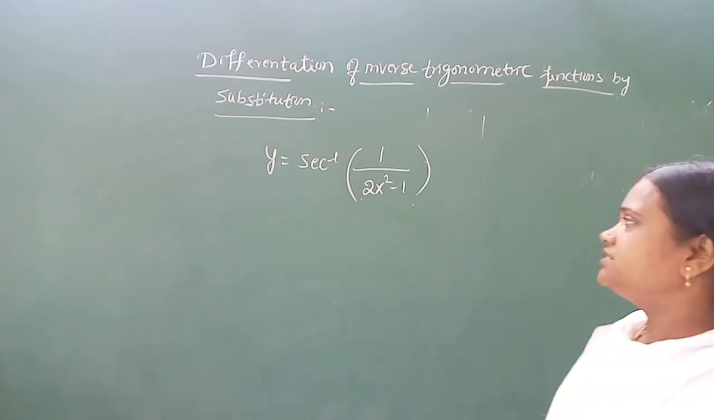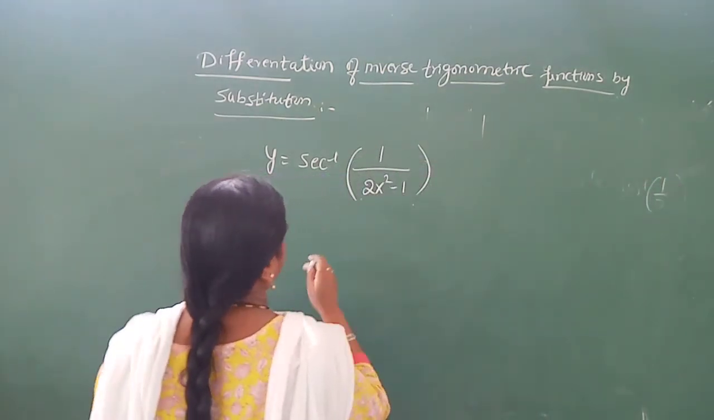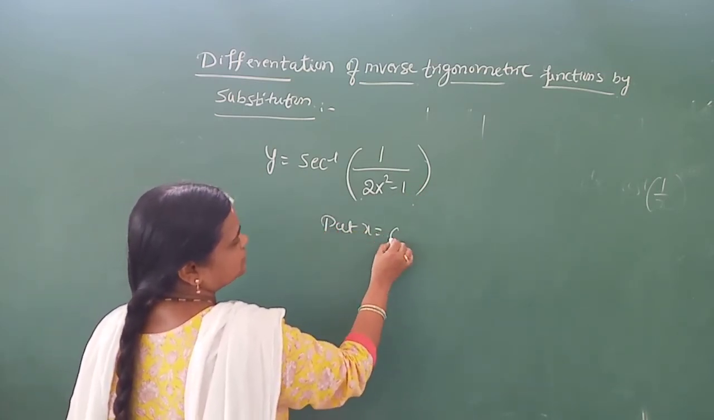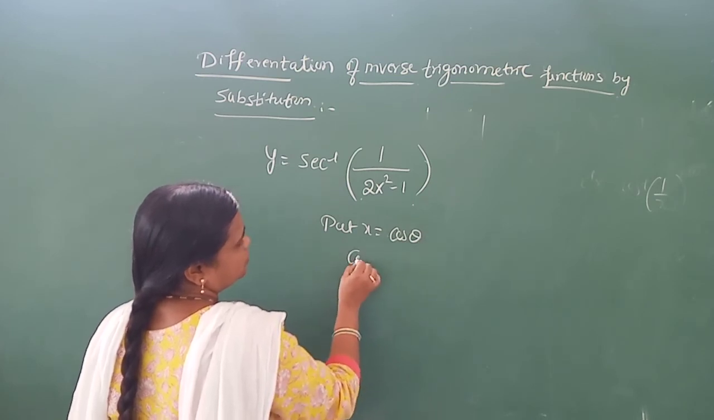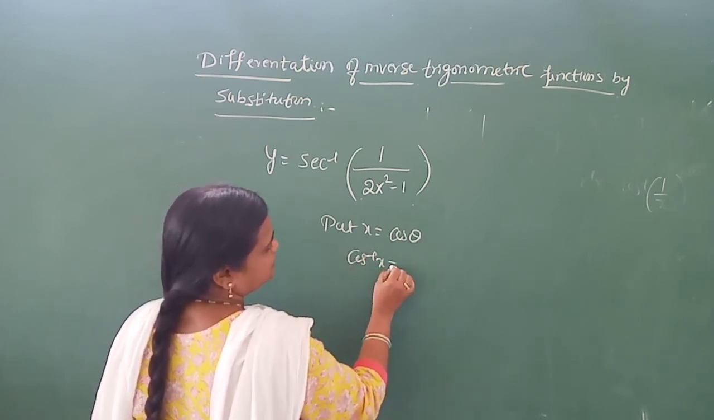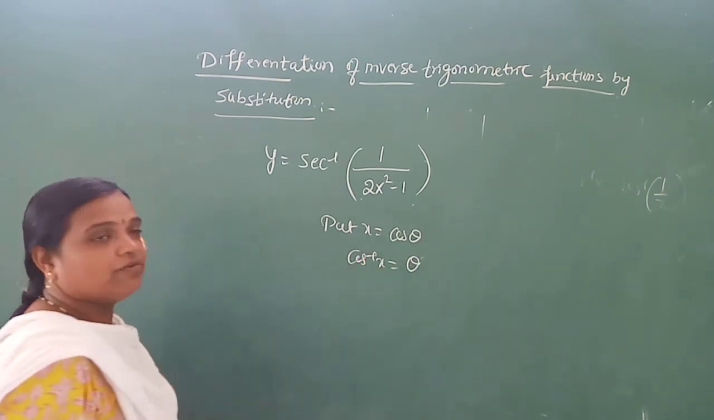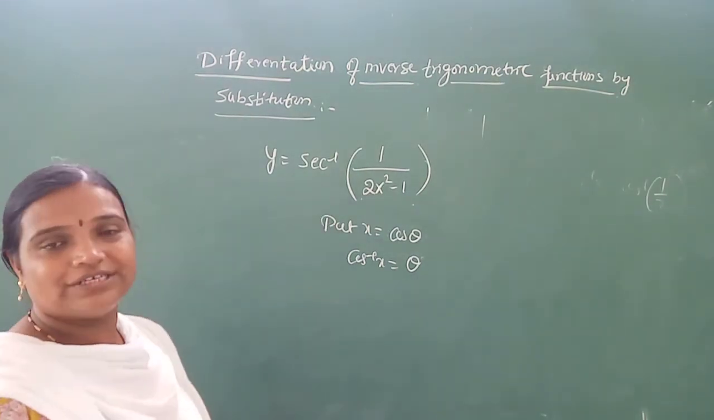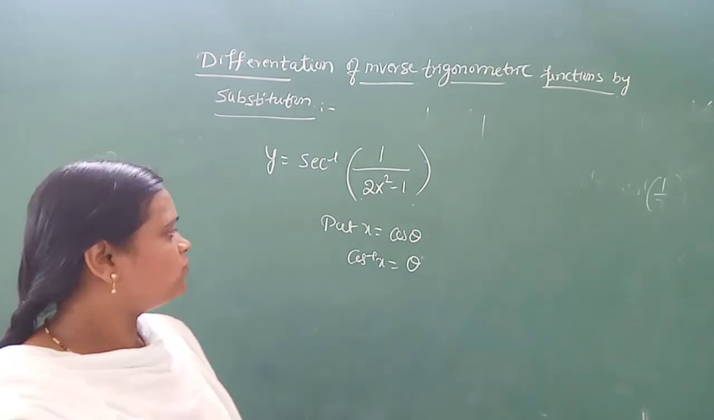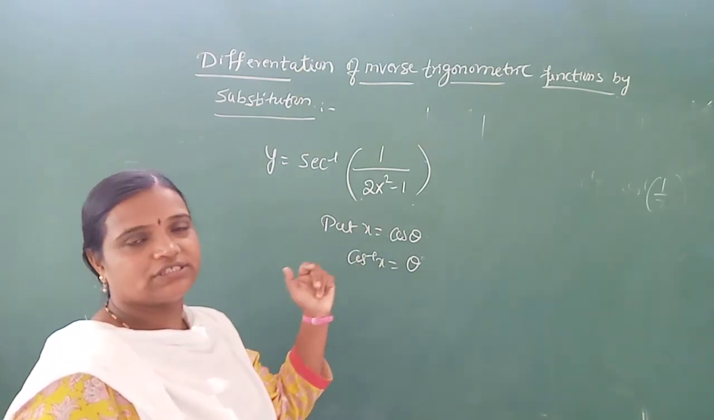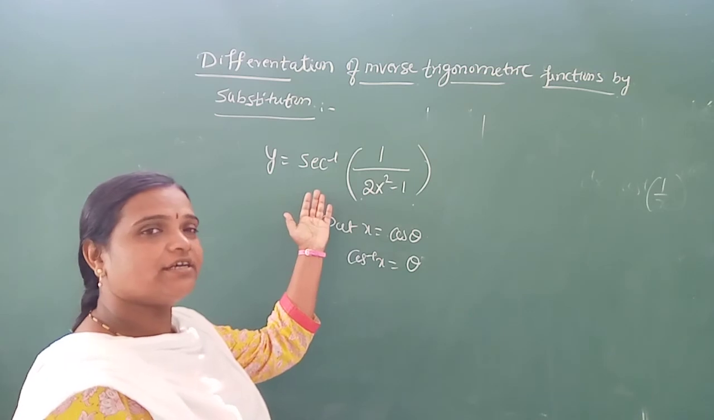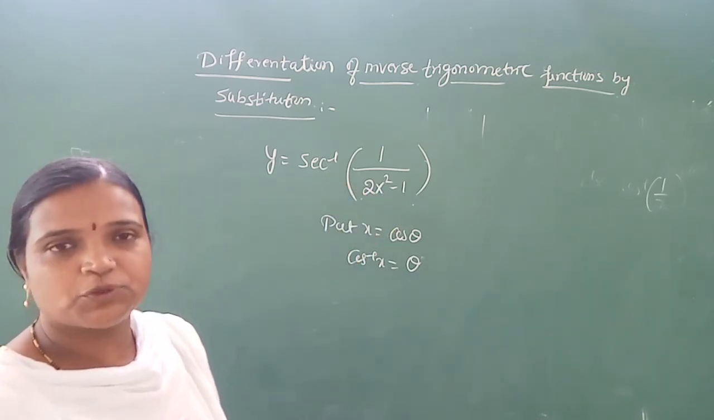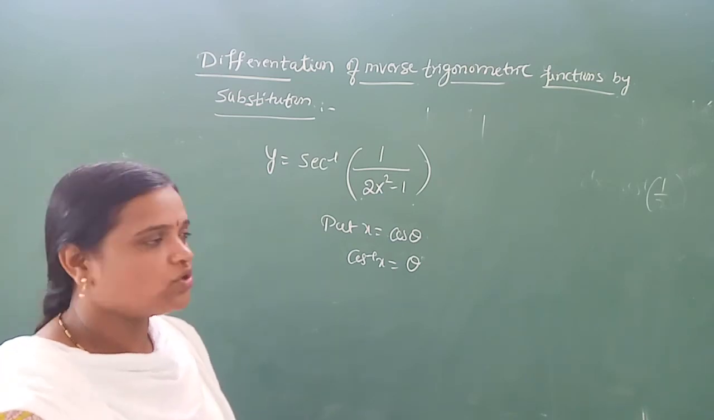Next, see here we will substitute. Put x is equal to cos theta. Why we take cos, I will explain. Sec reciprocal is cos, just now I explained. Therefore if we substitute x is cos theta, then only it is converted in terms of cos or sec of sec, any one. Therefore we are substituting x is equal to cos theta.